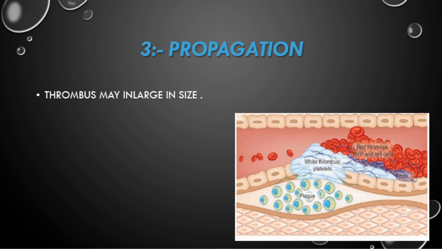Then third one is propagation. The thrombus may enlarge in size due to more and more deposition from the constituents of flowing blood. That is, as I have told earlier, that white thrombus is overlapped by red thrombus, then again platelets adhere and result in formation of white thrombus. Again over it the RBCs, WBCs adhere and form the red thrombus, and it goes on. Ultimately it can block the lumen. So this is nothing but the propagation.